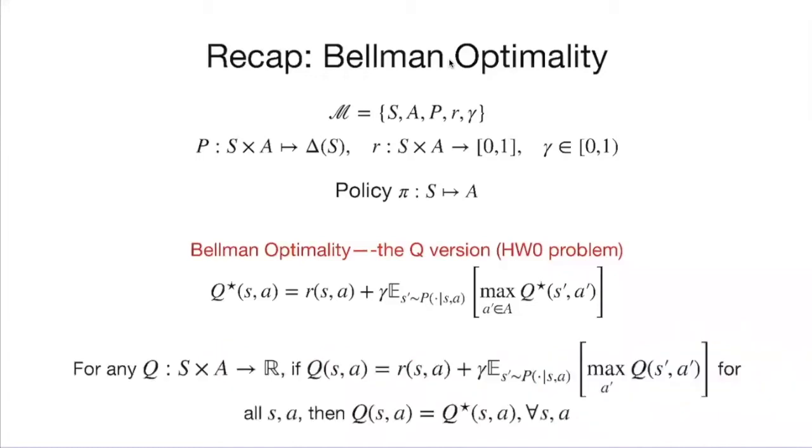And if you recall what we did for the value function version of Bellman optimality, we showed that for any value function V, if V satisfies the Bellman optimality, then this V will be exactly equal to V star. You can show the same thing for the Q version as well. So you will prove in homework 0 that if you have a function Q, and this Q happens to satisfy the Bellman optimality condition, then for every state action pair, this Q will be equal to Q star.